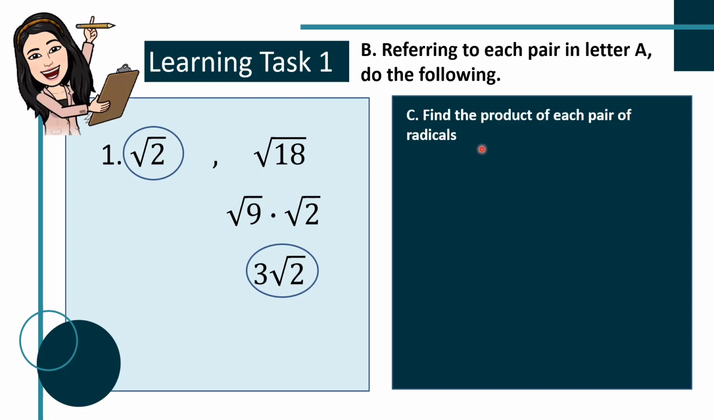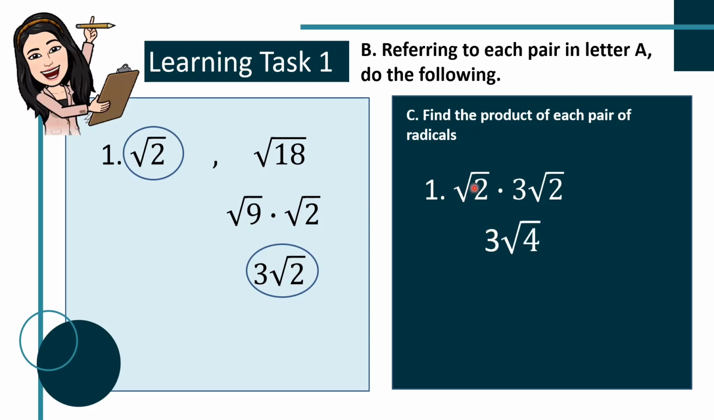Okay. Letter C. Ang task natin sa letter C is to find the product of each pair of radicals. Kukunin naman natin yung product nila. So, i-apply natin ang multiplication of radicals. So, that would be square root of 2 times 3 square root of 2. Kapag nag-multiply naman tayo, syempre, iba yan ang process. We will multiply the coefficients by the coefficient and also radical to radical. So here, that is 1 times 3. So we have 3.